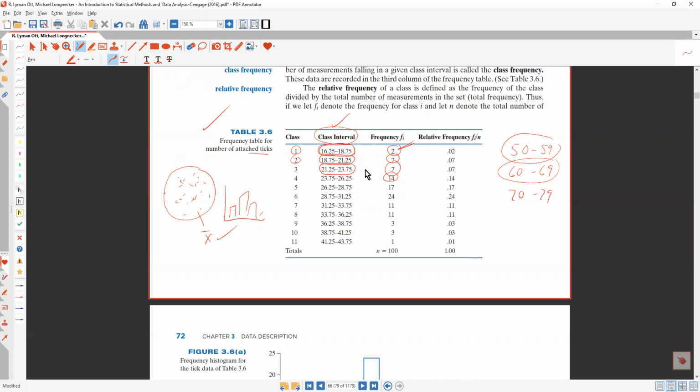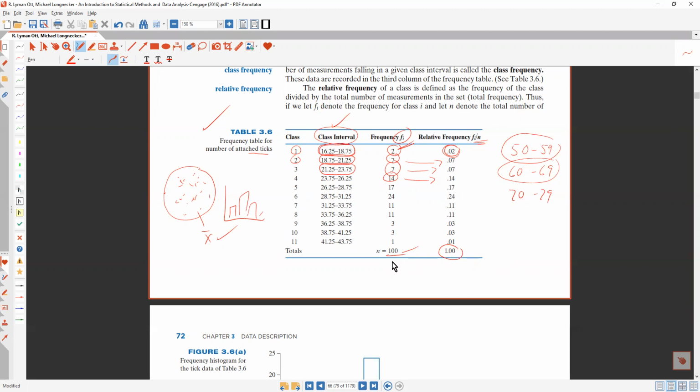We lose some information. We can compute the relative frequency, which is the frequency divided by the total number over here. So we can see here that relative frequency is 0.02. This is 0.07, 0.07, 0.14, etc. And that will sum up to the 1 over here, okay, for 100%.